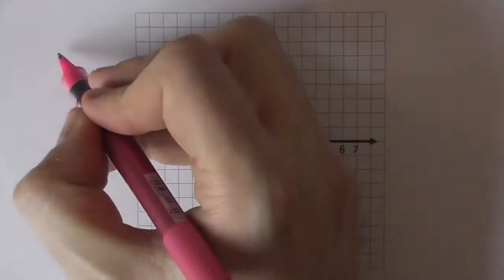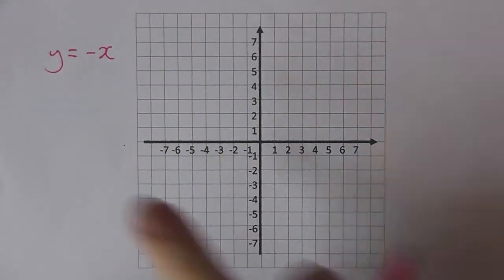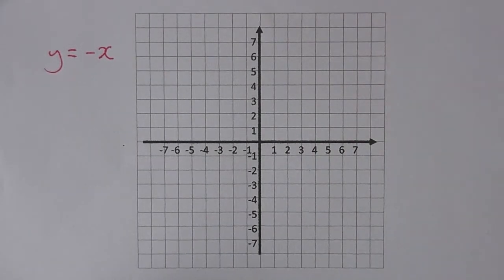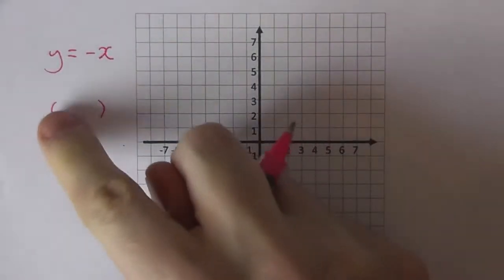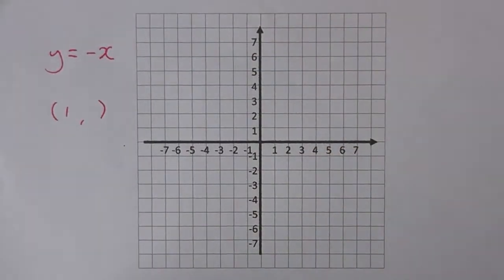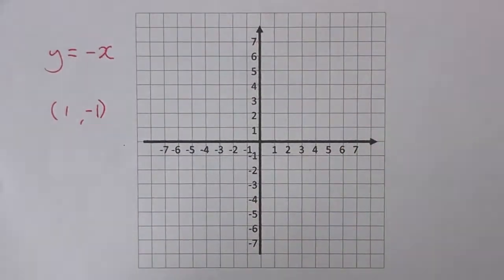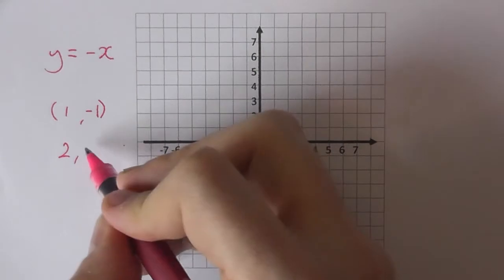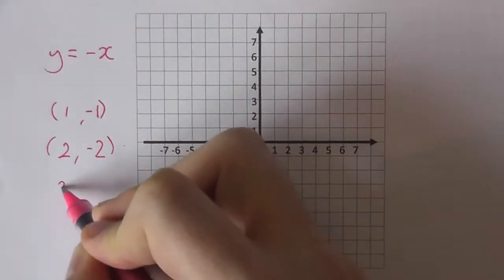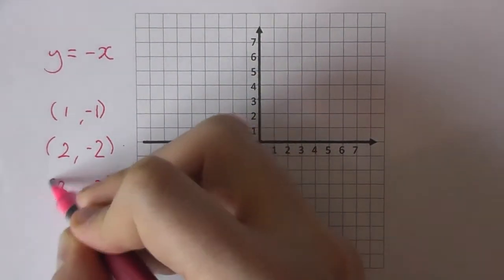Second key example that we're going to have a look at is y equals minus x. Very similar equation, but with a minus sign this time. We could think about that in terms of coordinates first. Sometimes thinking about the coordinates is quite helpful. If our x number is 1, then our y number is going to be minus that, so minus 1. If our x is 2, then our y is going to be minus 2. If our x number is 3, then our y number is going to be minus 3, and so on.